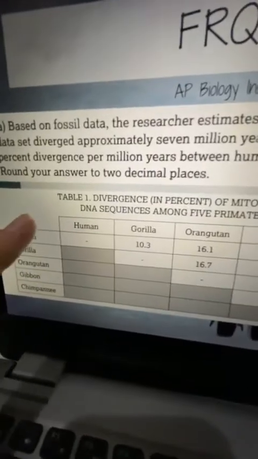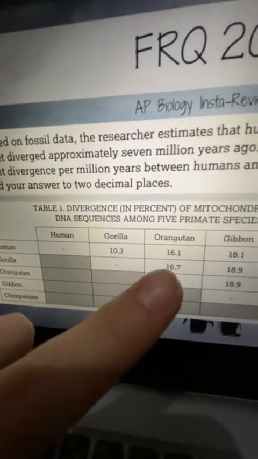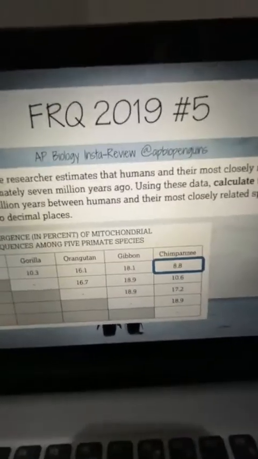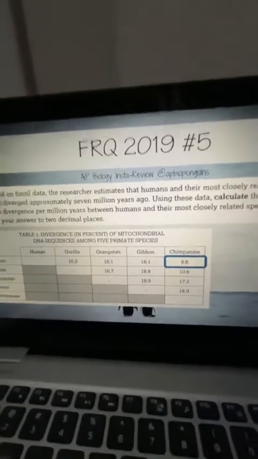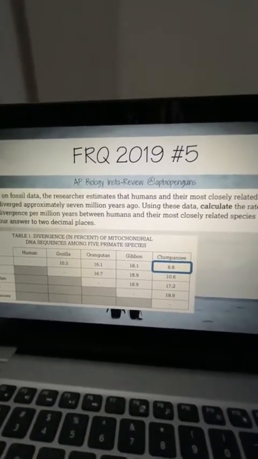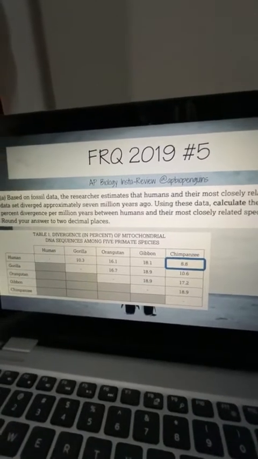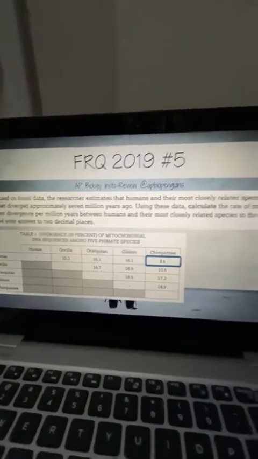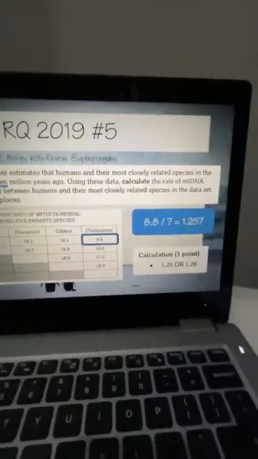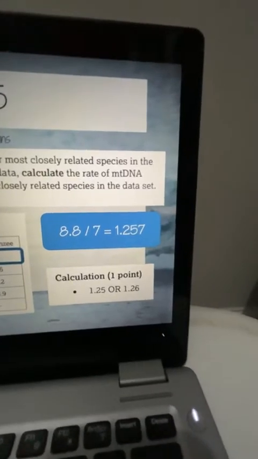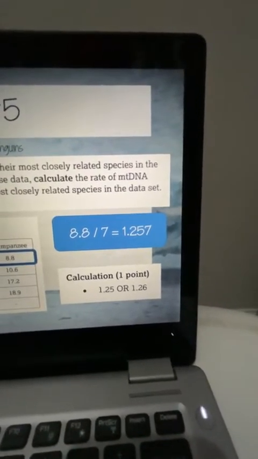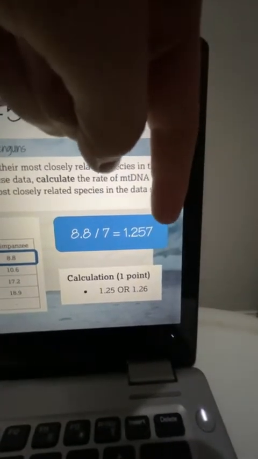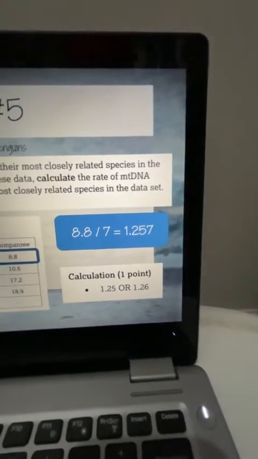Okay, so if you look across that row of human, the gorilla has 10.3, orangutan 6.1, gibbon is 18.1, and look, chimpanzee is 8.8. Okay, so we can see that the most closely related species with the human is the chimpanzee with 8.8. Okay, now they said that this is taking place over 7 million years, right? So we take that 8.8 and we divide by that 7, which gives me 1.257. And then they asked us to give that to 2 decimal places. So since I have a 7 here, the 7 causes the 5 to be rounded up, so I get 1.26.